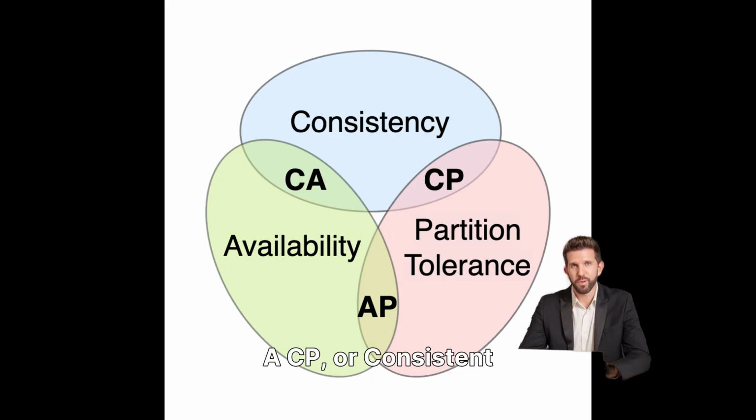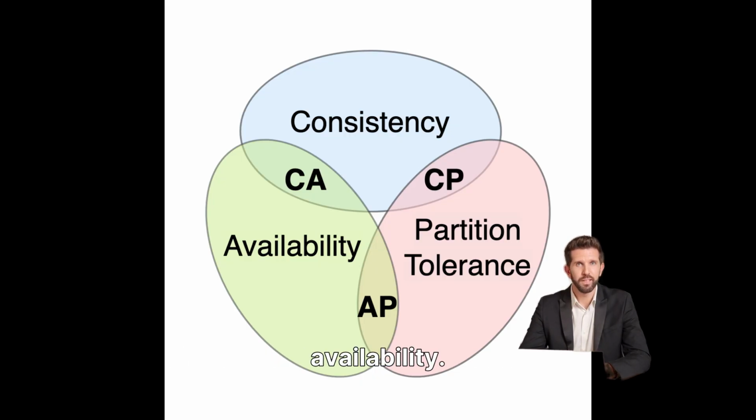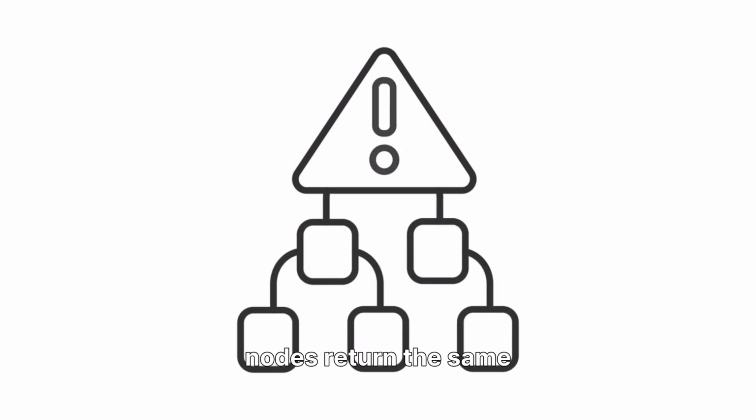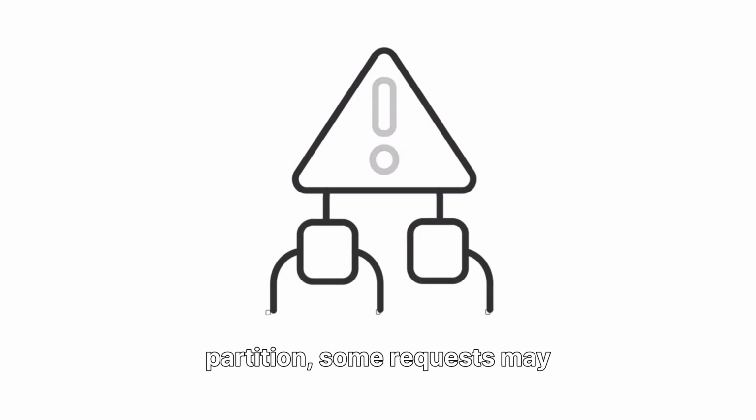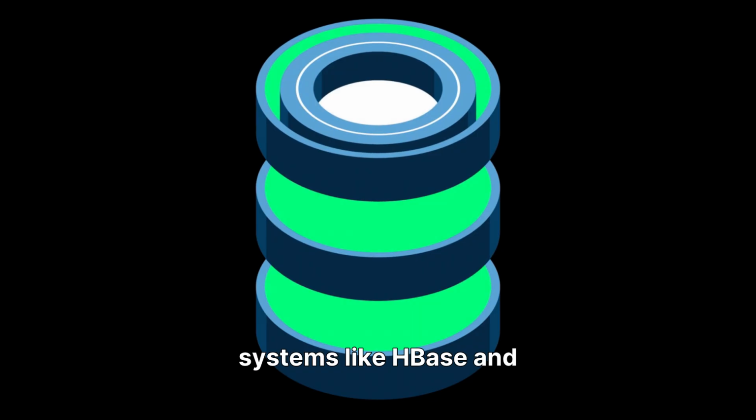A CP, or consistent and partition tolerant, system sacrifices availability. It ensures that all nodes return the same data, but during a partition, some requests may fail or time out. Traditional relational databases or systems like HBase and MongoDB in strict mode often lean toward this CP model.